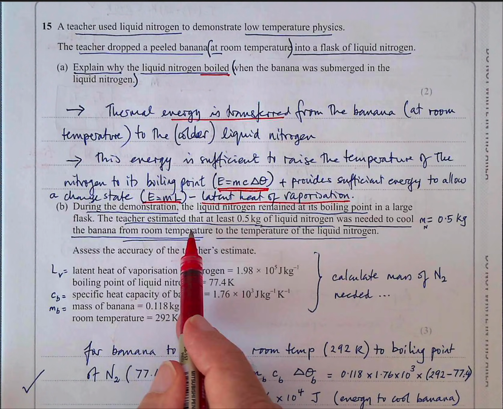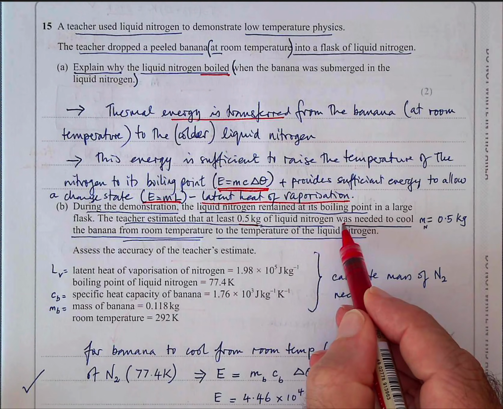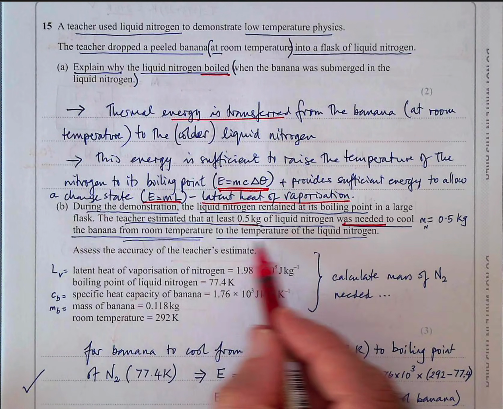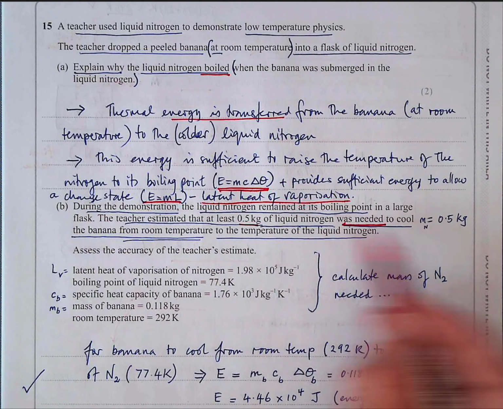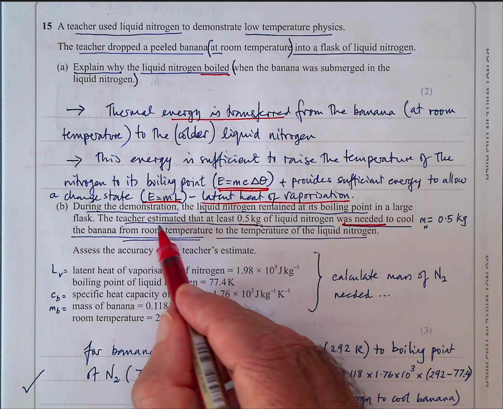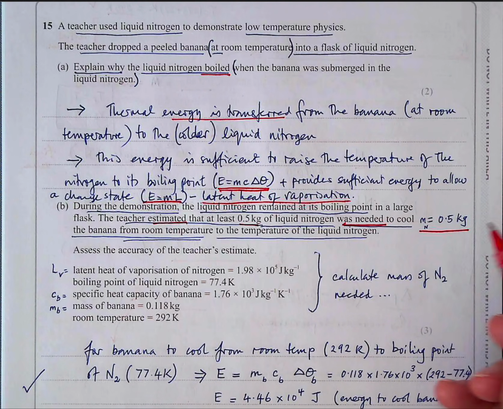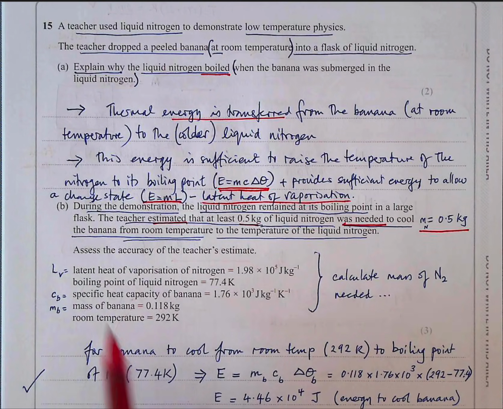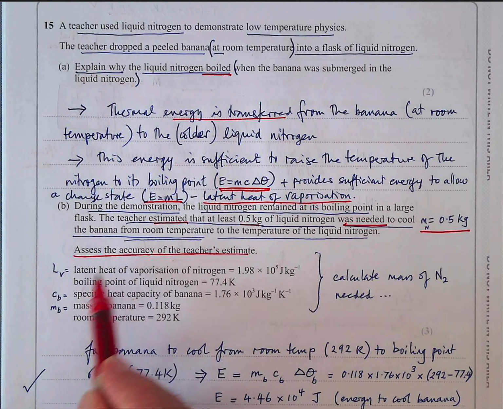The teacher estimated that at least 0.5 kilograms of liquid nitrogen was needed to cool the banana from room temperature to the temperature of the liquid nitrogen. So now we're talking about cooling. In other words, they're telling us this is the estimate, that the mass of nitrogen would be 0.5 kilograms. So we've got to work out whether the teacher's estimate is correct. It says assess the accuracy of the teacher's estimate given this data.